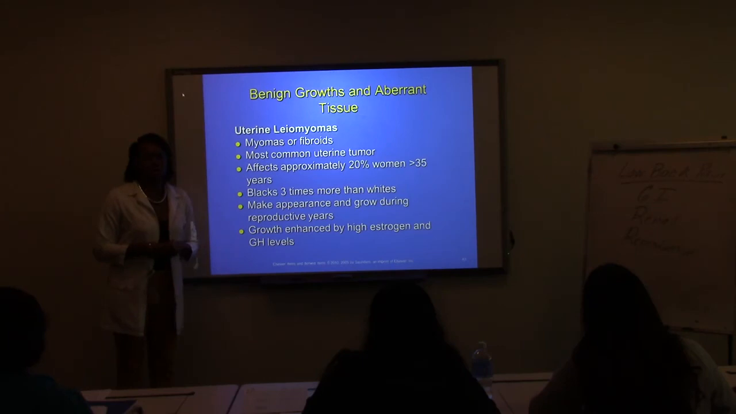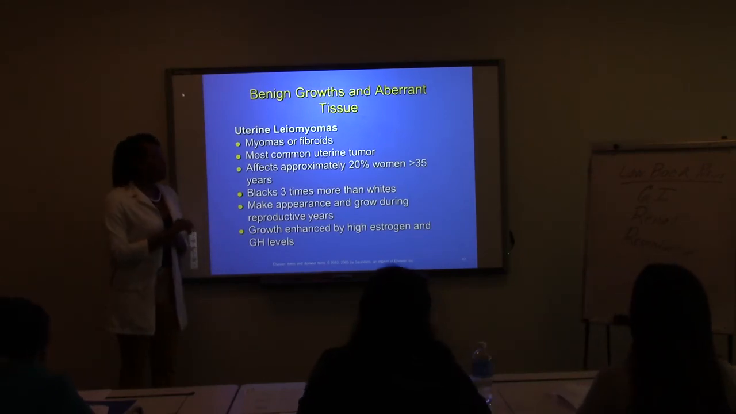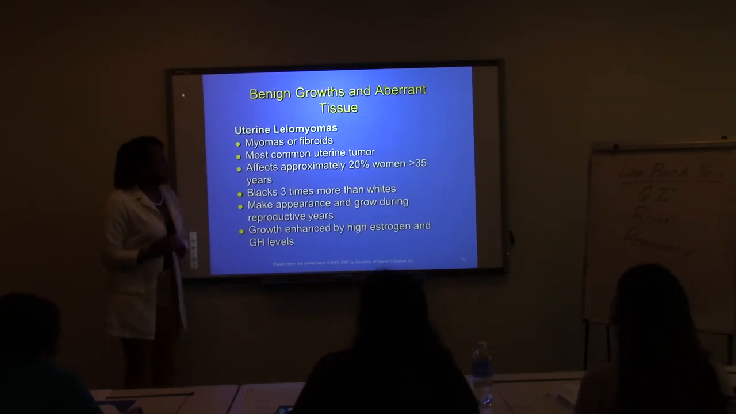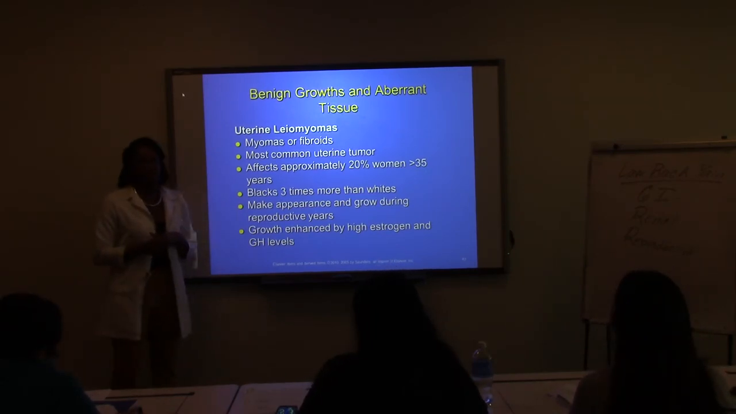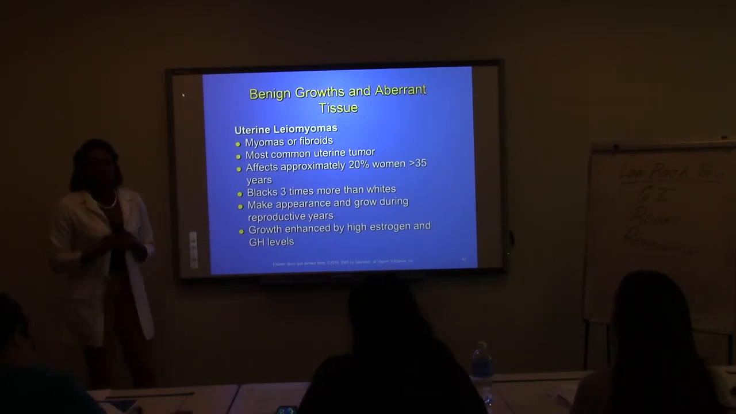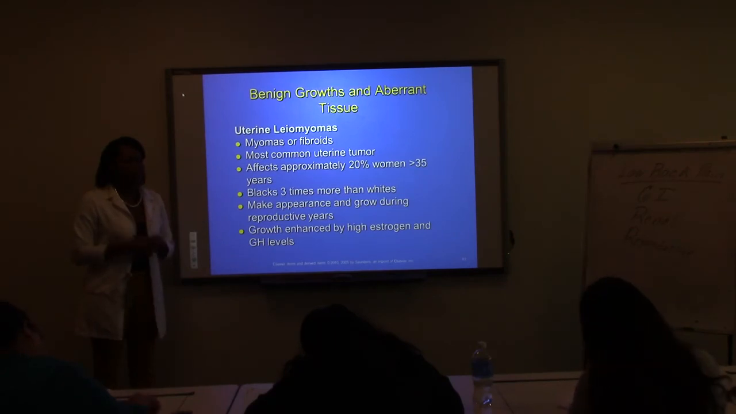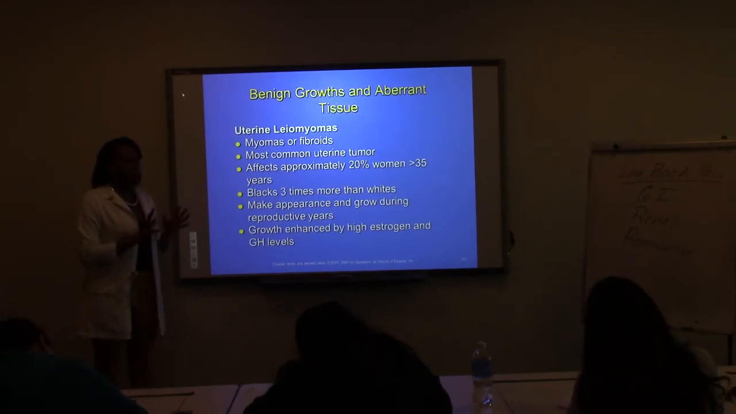So, benign tumors. This type of tumor is actually quite common. It's called uterine leiomyomas, also known as myomas or fibroids. These tumors, I do want you to know, are actually benign. So they're never usually malignant. Know that these are benign tumors. Quite common.